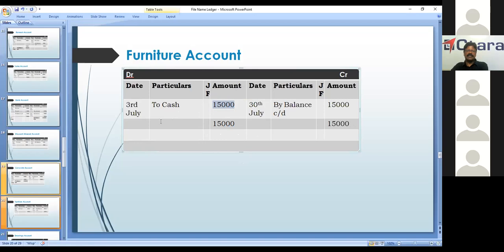Furniture account. We purchased furniture for rupees 15,000. We have opened the furniture ledger, and furniture being a debit item, in the journal entry it is furniture account debit to cash. So in the furniture account, in the debit column, write the amount 15,000, and then we purchased furniture with cash, so you have to write cash here. So to cash, how much? 15,000, and balance the account.